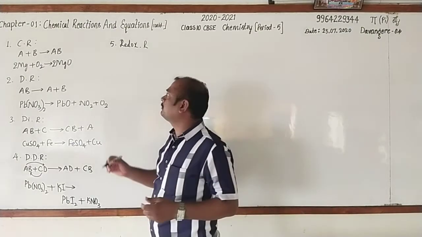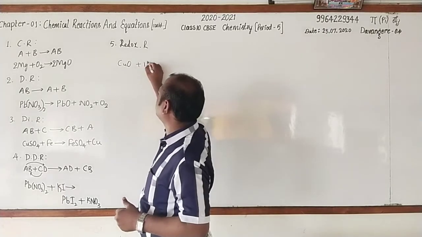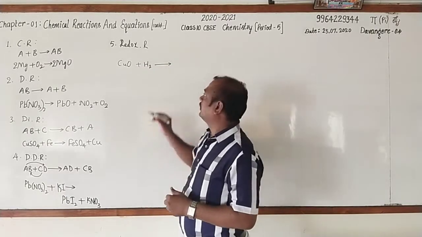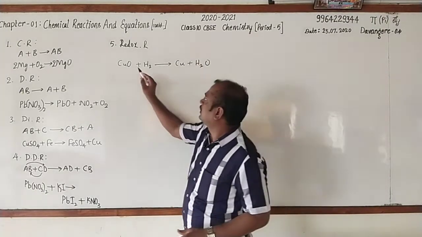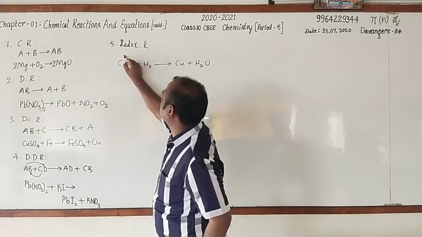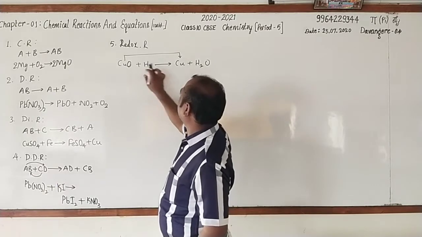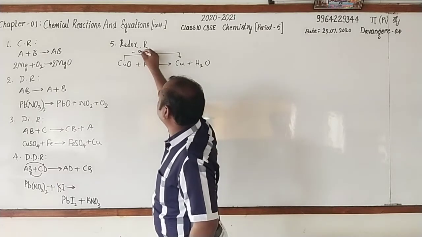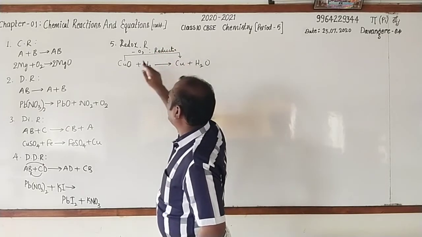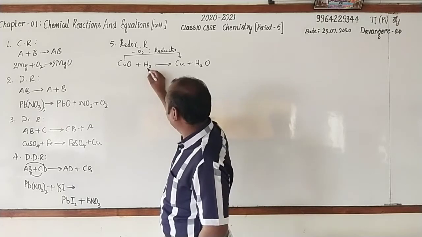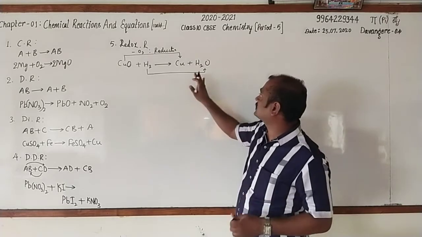Yesterday we had taken one simple example, that is CuO, copper oxide, reacts with hydrogen to form copper plus H2O. Here oxygen is removed from copper oxide and it gets reduced to copper. Here, what do you call the removal of oxygen? It is reduction. And this removed oxygen is added to hydrogen and it gets oxidized to water. Hydrogen gets oxidized to water.